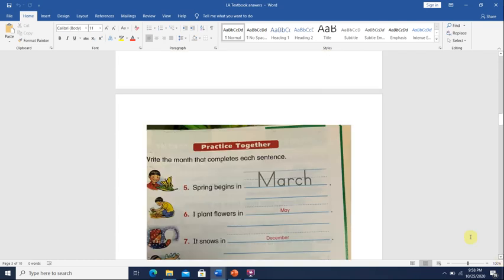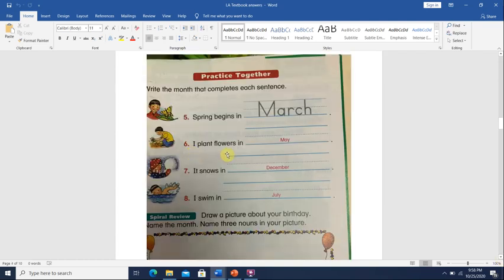Okay, it says here, I plant flowers in May. Okay, we said April and May. March, April, May is spring. So they usually plant in May before summer starts and it gets warm and the plants start to grow. It snows in December. Okay, it usually snows in December, January, and February in most countries, the cold countries that have snow.